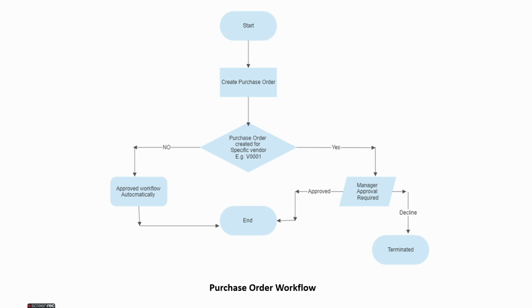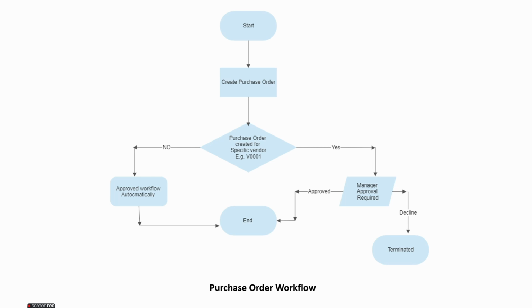You can see in the flow chart we have created, first is our start node, then we create one process node which is create purchase order. For the purchase order we have set the condition that if the purchase order is created for the specific vendor, here I take the example of V001, then only will the workflow go to the manager for approval. Otherwise it will automatically approve and proceed with the confirmation. And at the manager level, if the manager approves, then you can confirm the purchase order for the specific vendor. Otherwise the workflow gets terminated and you can't confirm this purchase order.